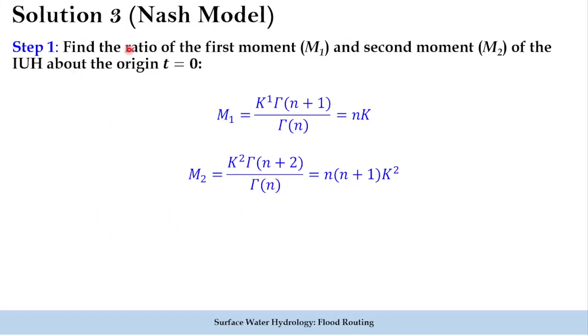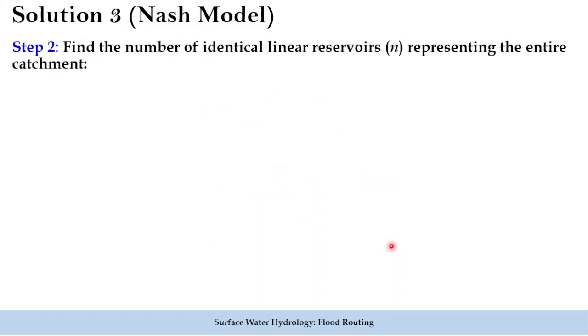And in step 1, the objective is to find out the ratio of the first moment and second moment. So here the M2 by M1, we are putting the numerator as n(n + 1)k² and denominator as nk, and solving this we get (n + 1)k as the ratio of the second moment and first moment. In the second step, we need to find out the number of identical linear reservoirs, that is n, which is the actual target of the problem.